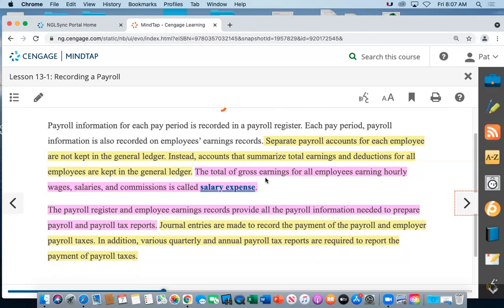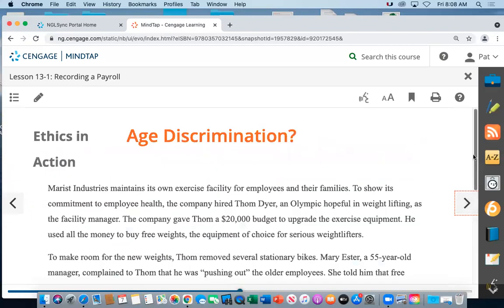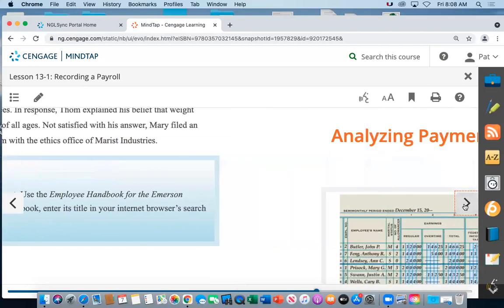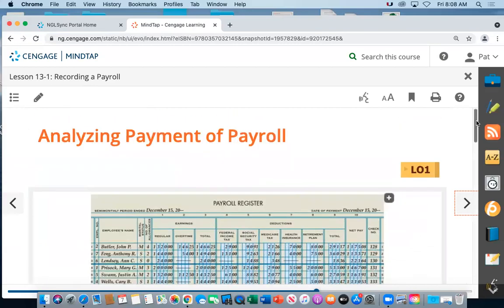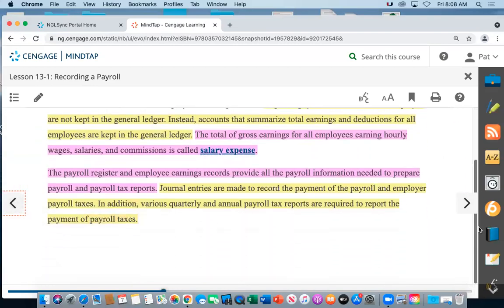A lot of times it's the 15th and the last day of the month for our example. Journal entries will need to be made to record the payroll and employer payroll taxes. Sometimes we'll have quarterly taxes or reports that we'll have to pay out, and we'll slowly but surely learn about these. We don't need to worry about the age discrimination. All right. Was that all that was on that page? Sorry, I want to make sure I'm not skipping anything.